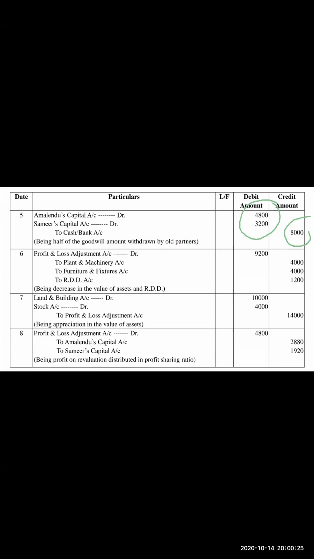Okay, so this is the way you are going to write the journal entry if it is related to goodwill. Is it clear this point? Goodwill का.